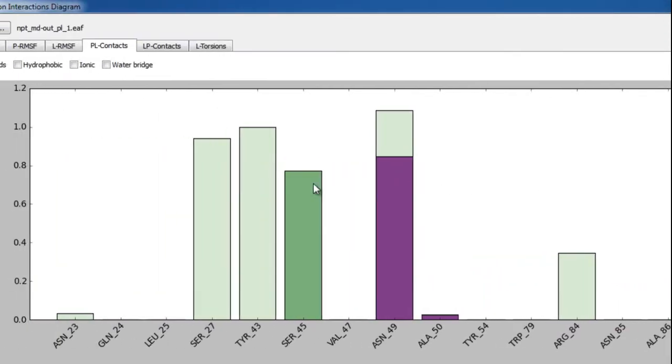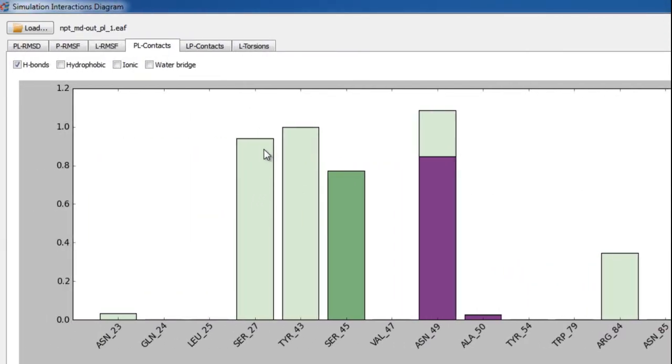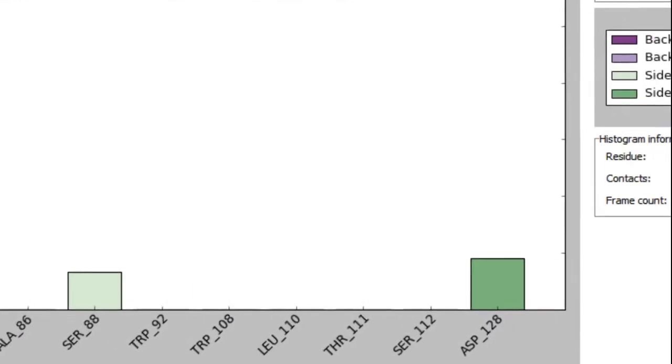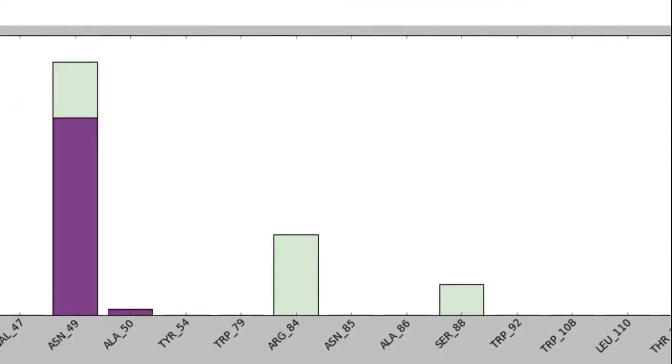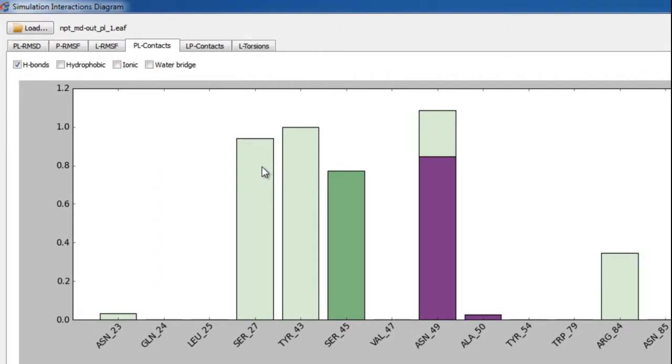For serine 27, we can see that it is interacting with the ligand over the course of the 50 nanoseconds by making 0.942 contacts. Now these contacts are normalized, so you can also say that it's interacting with the ligand about 94.2% of the time. For tyrosine 43, we can say that it's interacting with the ligand 100% of the time.